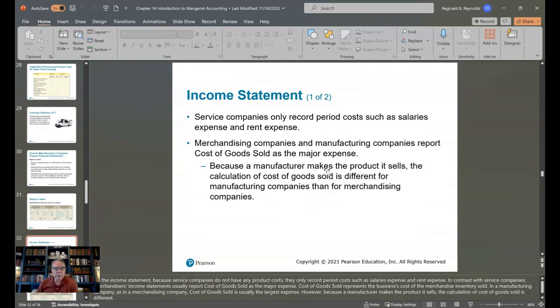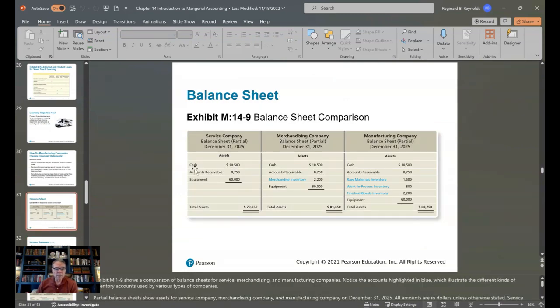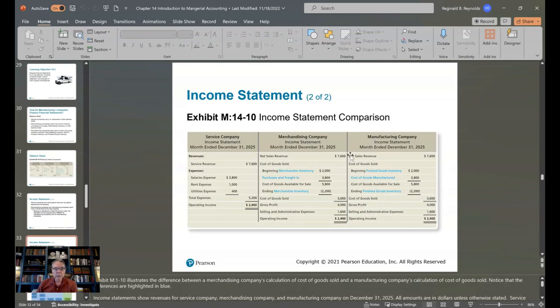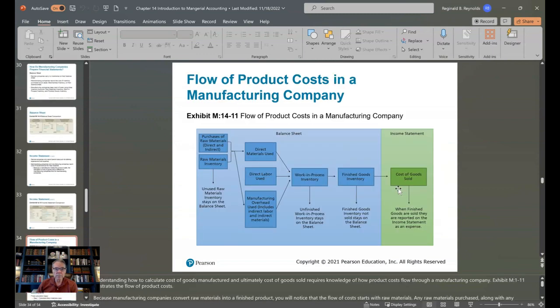So you can see here the different balance sheets. Service company has no inventory. Merchandising company has merchandise inventory. Manufacturing company has raw materials, work in process, finished goods. Income statement: service company will not have cost of goods sold. Merchandising company will have merchandising inventory and cost of goods sold. Manufacturing company will have finished goods and cost of goods sold.